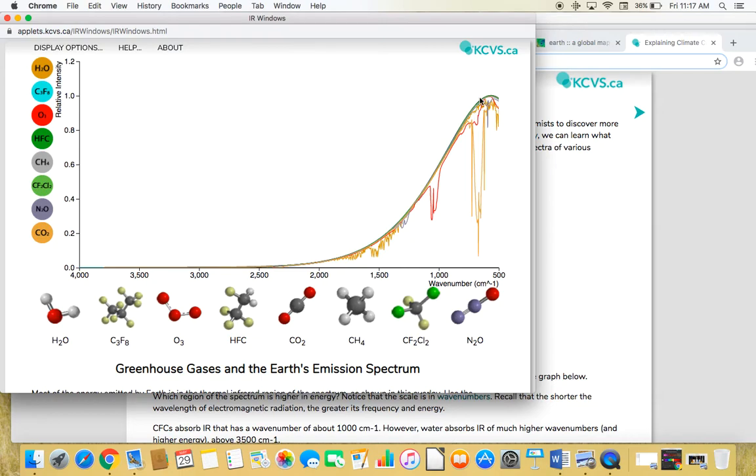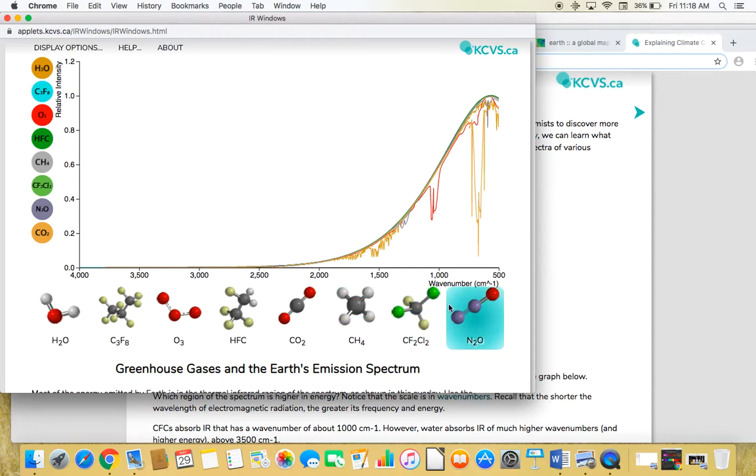So when infrared radiation is re-released by the Earth at this frequency, carbon dioxide reabsorbs most of it. This is why carbon dioxide is such an important greenhouse gas. So that's what I want you to know about atmospheric composition.